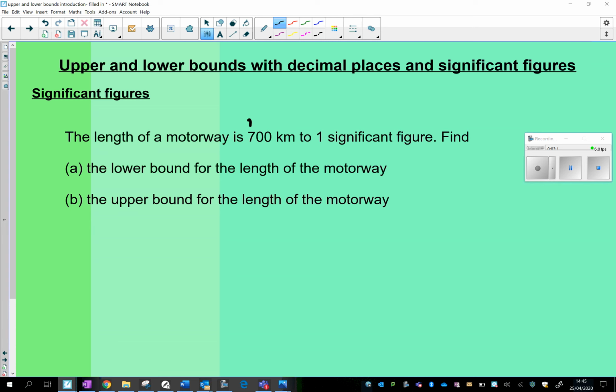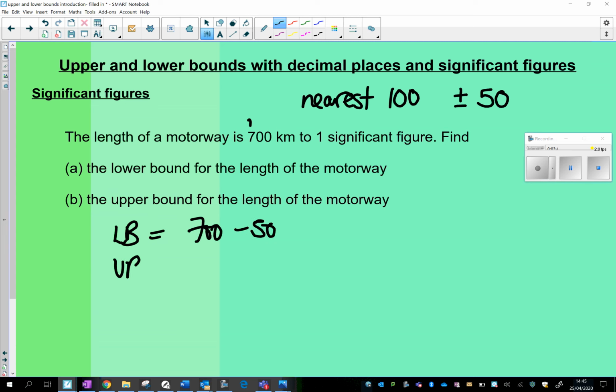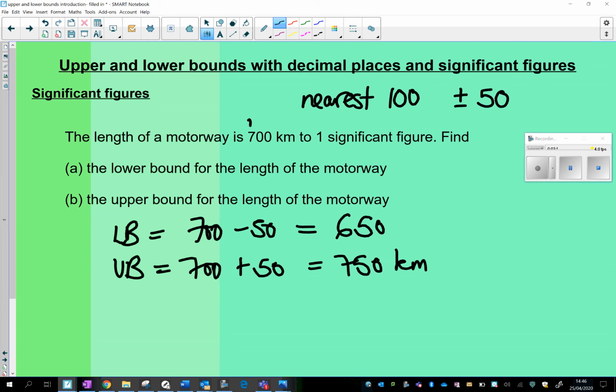We'll think, what does that 7 actually mean? Well, that 7 actually means 700. So in this case, the length of the motorway has been rounded to the nearest 100 because that first significant figure is in the hundreds column. So to find my upper and lower bounds, I'm going to add and subtract half of 100, which is 50. Okay, so my lower bound is going to be 700 take away 50, and my upper bound is going to be 700 add 50. Well, 700 add 50 is 750, and that's kilometers. 700 take away 50, well, that's going to be 650 kilometers.